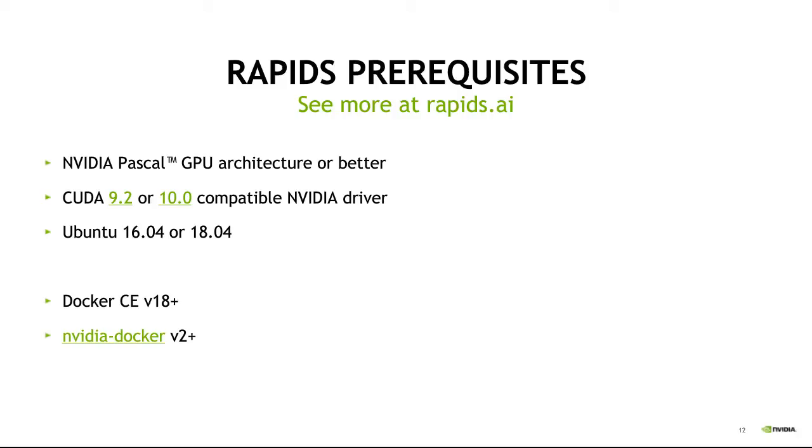But we had questions about the Titan V or the GV100. Yes, Rapids will run well on that. The same is true of the Turing 2080 and 2070. We were asked about that. All of those can take advantage of Rapids.